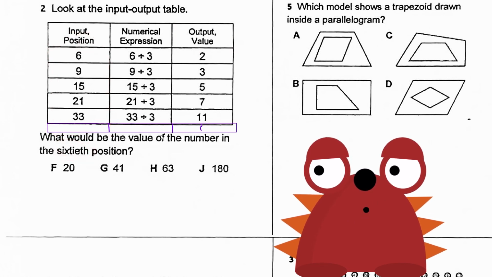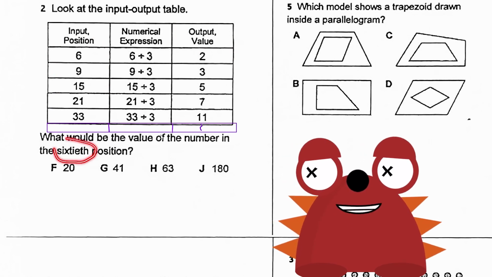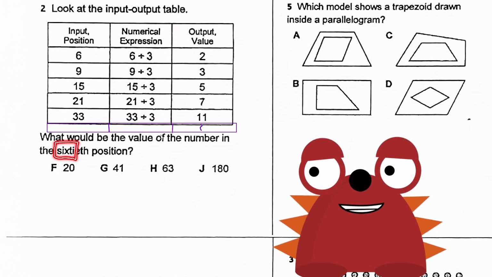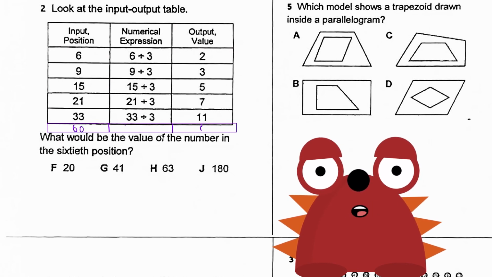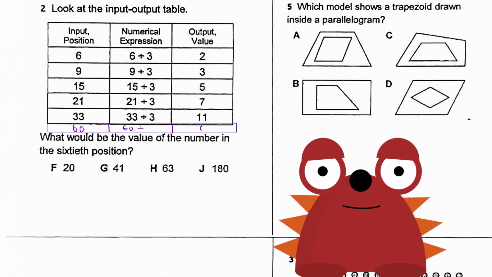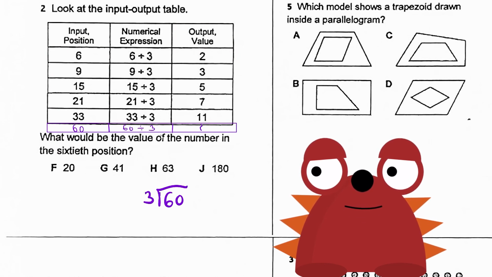Okay, so don't confuse 60th with 16. It's just 60th. If you look at the first few letters, it says 60th, right? 60. So you're going to put the number 60. So the expression would be 60 divided by 3. So you're going to go over here and write 60 divided by 3.